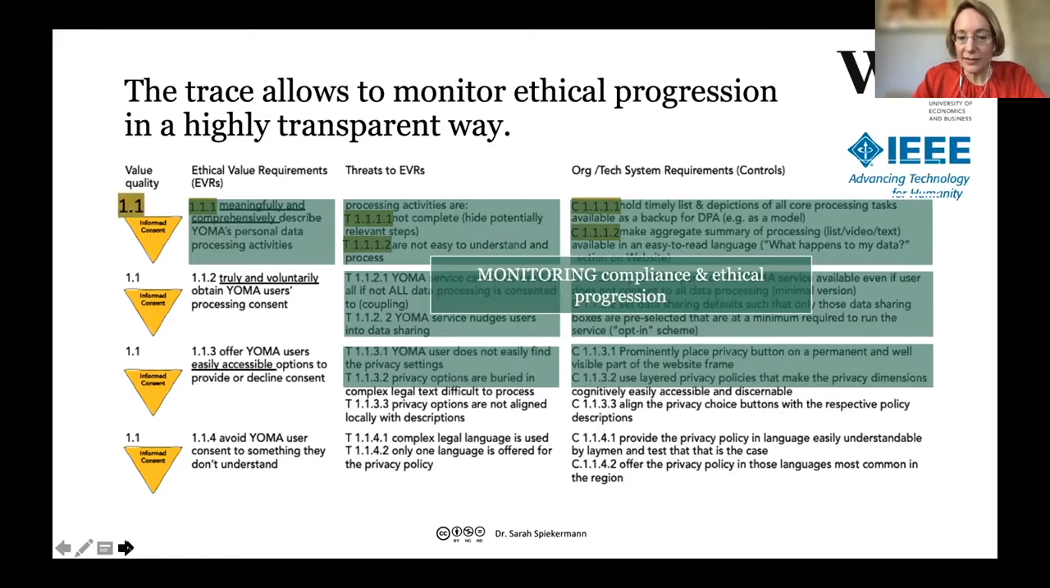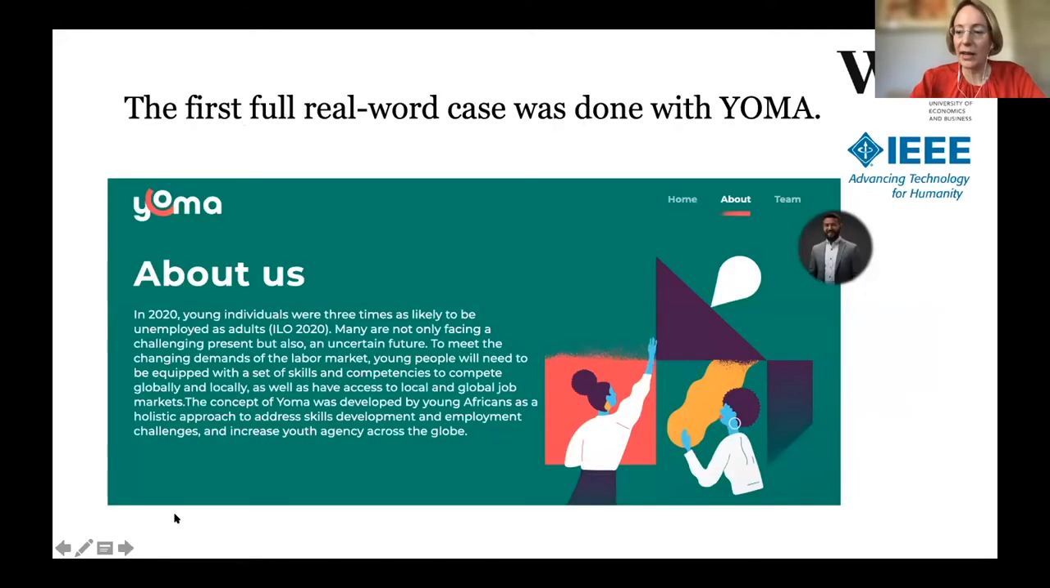Okay, so with this, I have actually presented you the method. I'm trying to move on to the next slide, and I'm now just very quickly telling you about what the Yoma case was about, because after me, there will be Lohan Spies, the CTO of the Yoma platform, and he will be interviewed by Uli Weinberg.